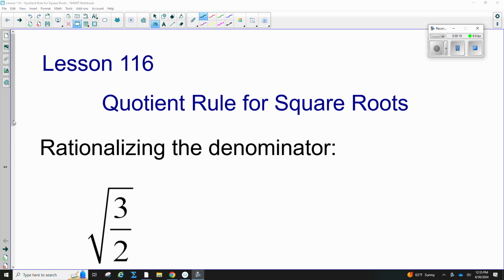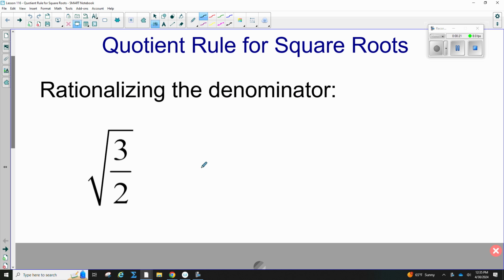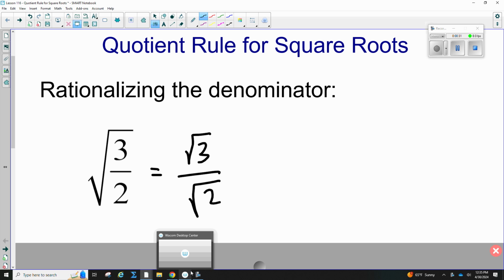So first of all, I have the square root of 3 halves, and I want you to change it to the square root of 3 over the square root of 2. That means the same thing. You're square rooting the entire fraction, or you're square rooting the top and the bottom, okay? It means the same thing. And then we do not like that there is a square root in the denominator of the fraction, okay?